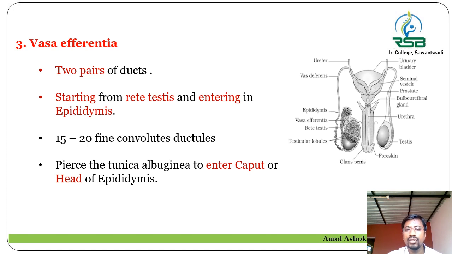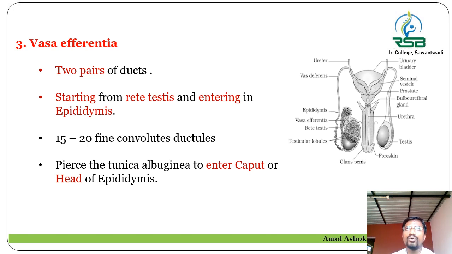the epididymis. So when the vasa efferentia arises from the rete testis, it enters into the epididymis by piercing the tunica albuginea, that is the layer or covering of the testis. Then it enters into the caput epididymis, which is the head region of the epididymis.